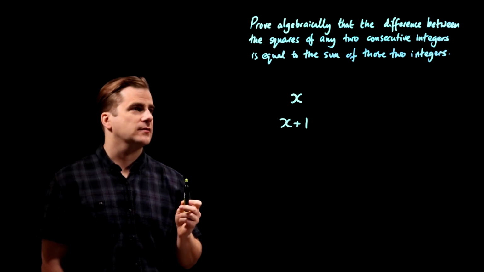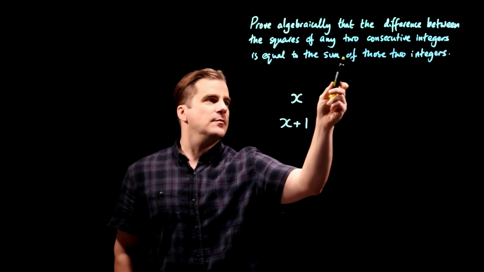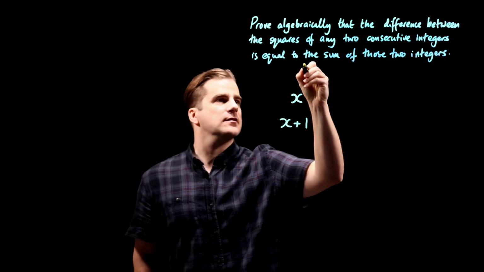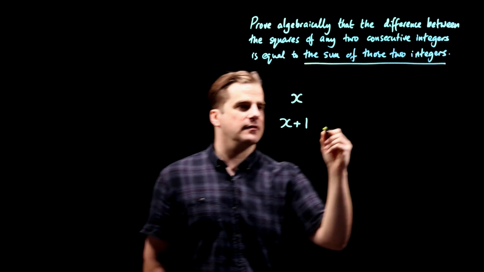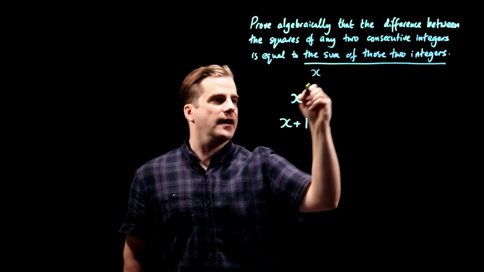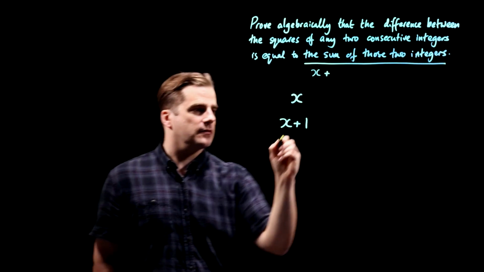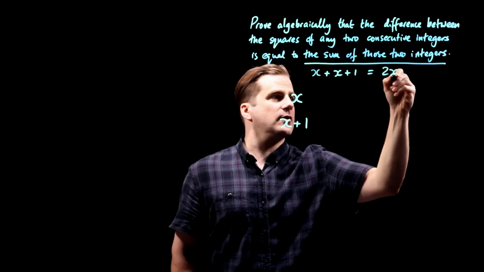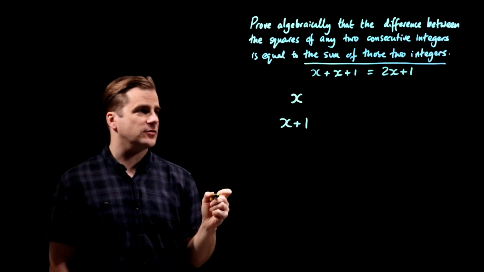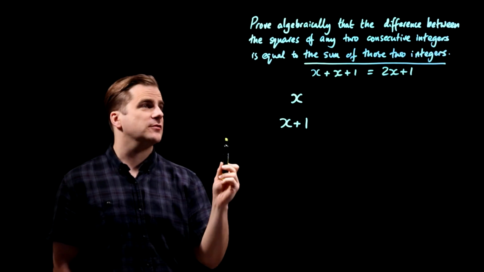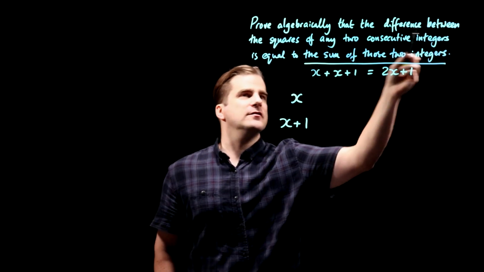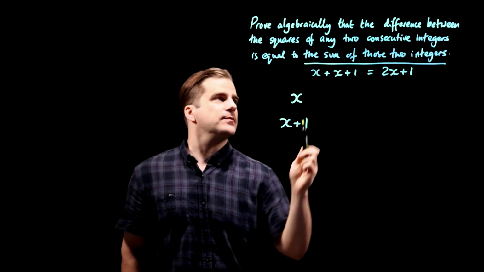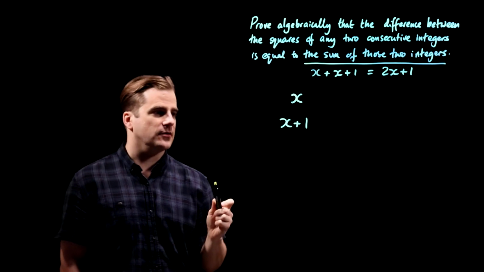Right. The sum of those two integers, okay. Well, the sum of those two integers, that's just x plus x plus 1, which is 2x plus 1. Okay, so the sum of those two integers, 2x plus 1, we have to show that that's equal to the difference between the squares of these two integers. Right. So what's the difference between the squares of these two?